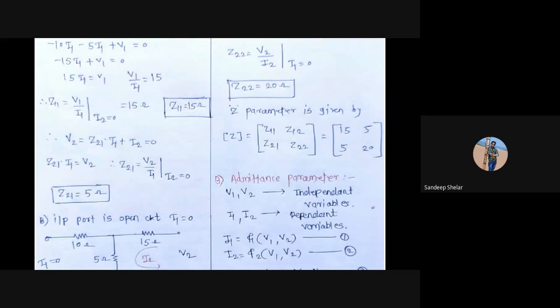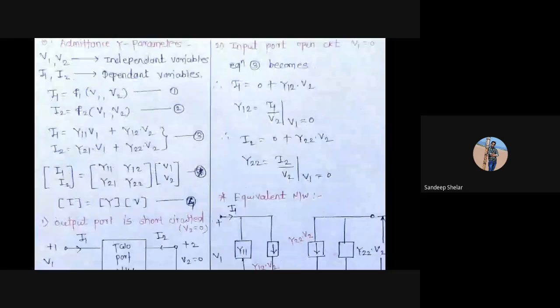Now we have to explain the admittance parameter, that is the Y parameter. This is the second classification of two-port network, in which V1 and V2 are the independent variables and I1 and I2 are the dependent variables. This is the formula of the admittance parameter: I1 is equal to function f1 of V1 and V2, equation number 1. Then I2 is equal to function f2 of V1 and V2, equation number 2.